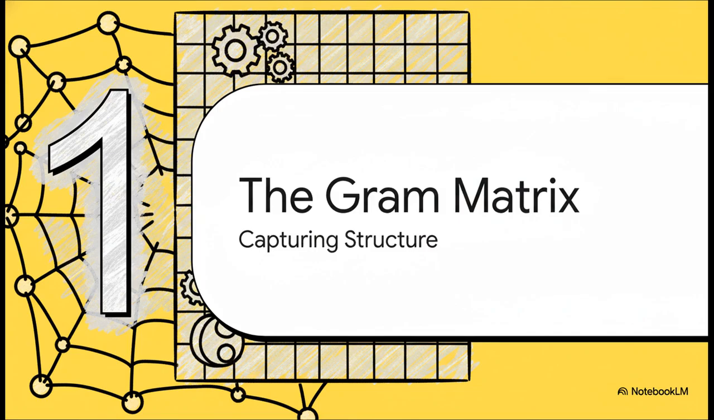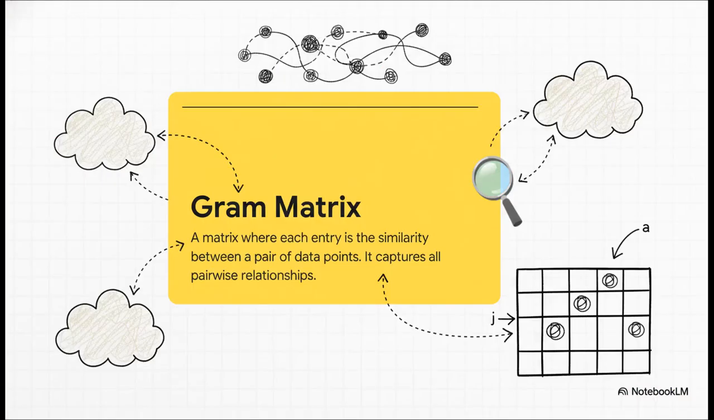And that brings us to our first building block, the Gram matrix. This is how we're going to capture that entire relationship structure we've been talking about. Okay, so what is a Gram matrix? Well, just picture a big grid. Every single cell in that grid tells you the similarity, usually just a simple dot product, between two different data points. So the cell at row 5, column 10, tells you how similar data point 5 is to data point 10. Suddenly, you've got a complete map of all the internal relationships in one shot.